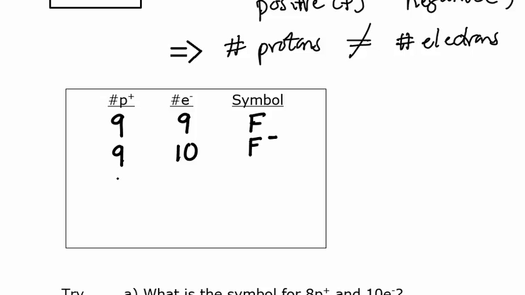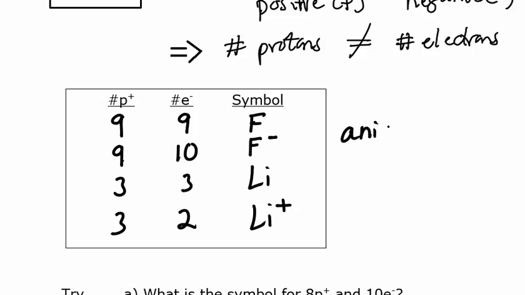Another example, 3 protons. If you look at the periodic table, that's lithium, and if we have 3 electrons, that's neutral lithium. We don't write a charge. But what if we have 3 protons and 2 electrons? Then we removed 1 electron, so it's a net positive charge, and it would be Li+. When they are negatively charged, we call them anions. And when they're positively charged, we call them cations.